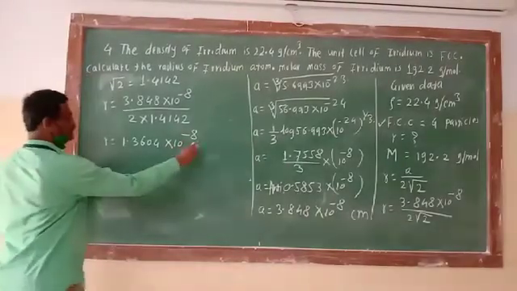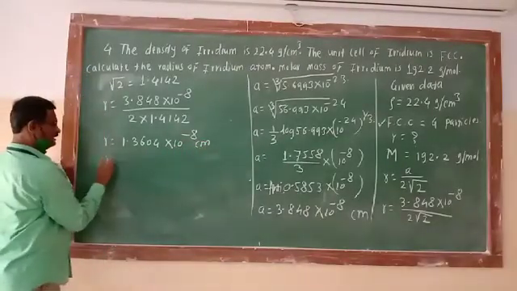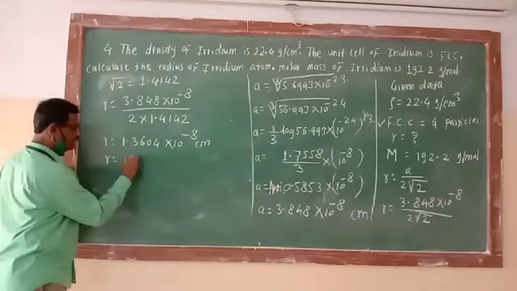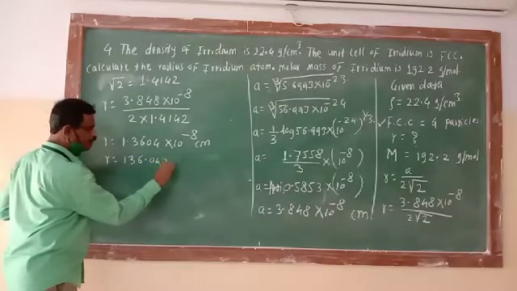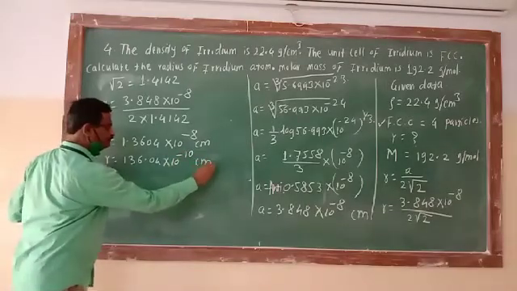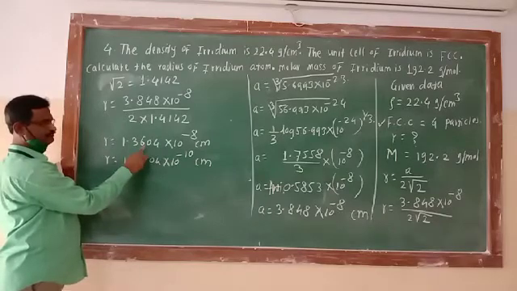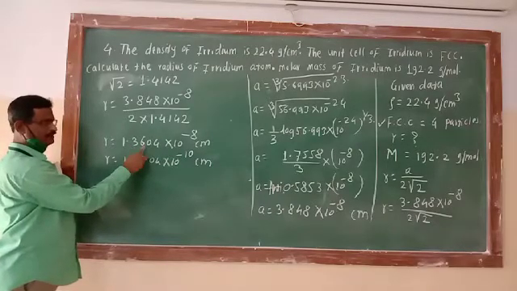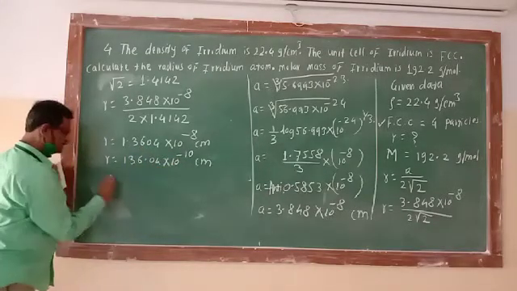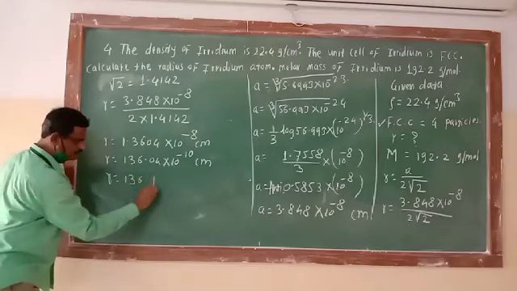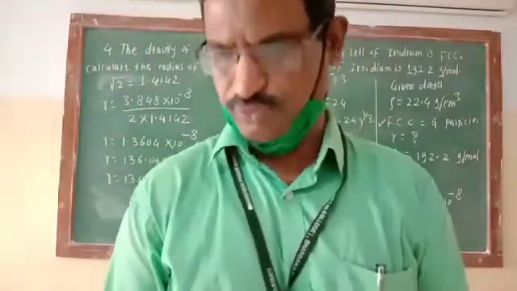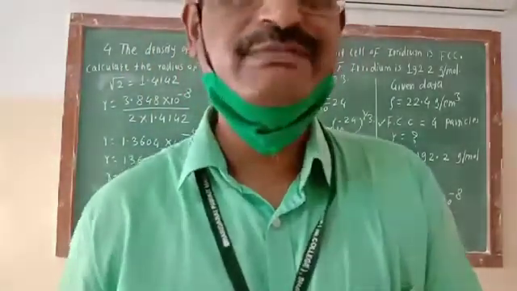Or since this is in centimeter, it can also be written in picometers as 136.04 into 10 raised to minus 10 centimeter. Two decimal places to the right means I have multiplied by 100, so I also divided by 100, giving 10 raised to minus 10. And this is nothing but radius equal to 136 picometer. That is the answer given in our book. This is how the problem must be solved.